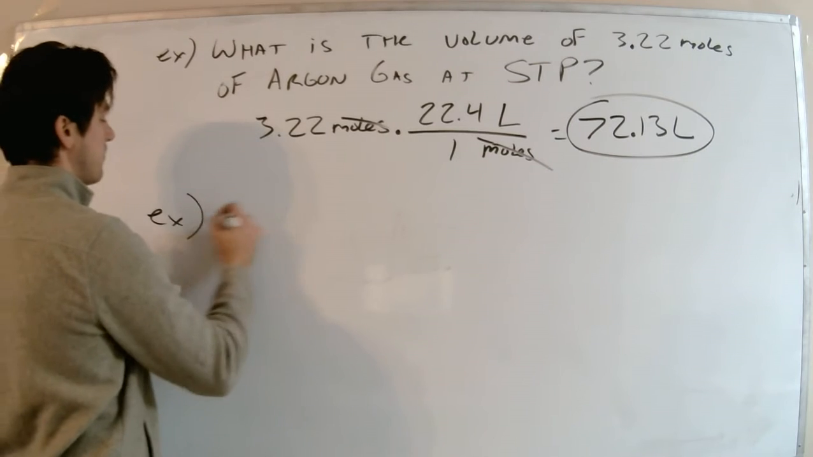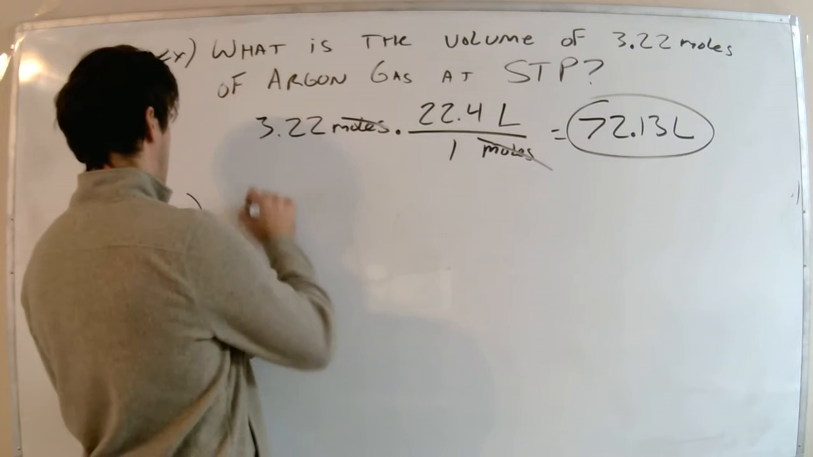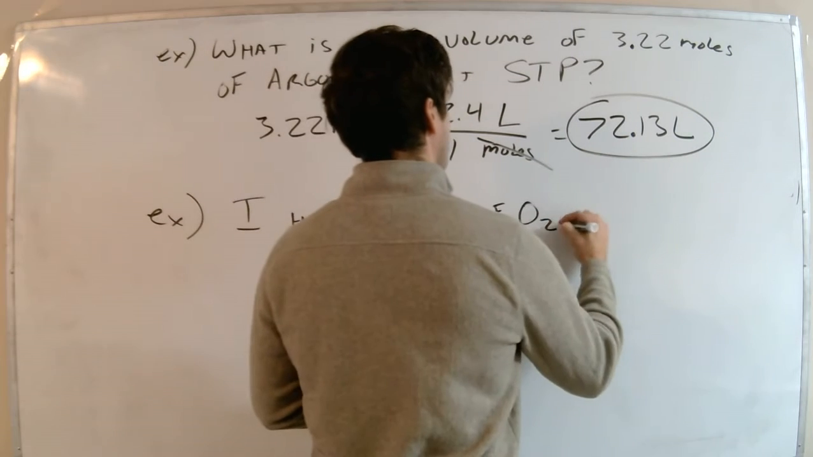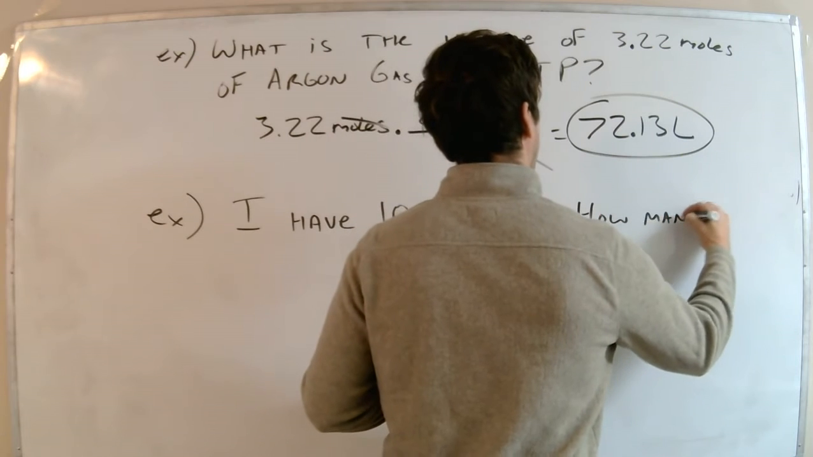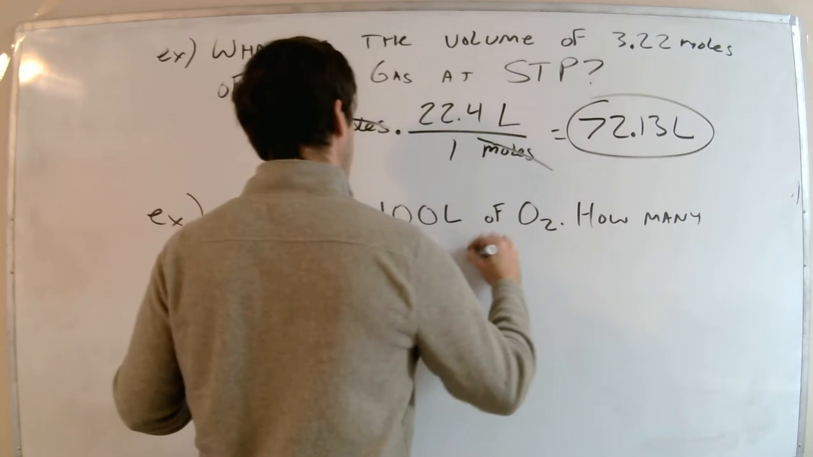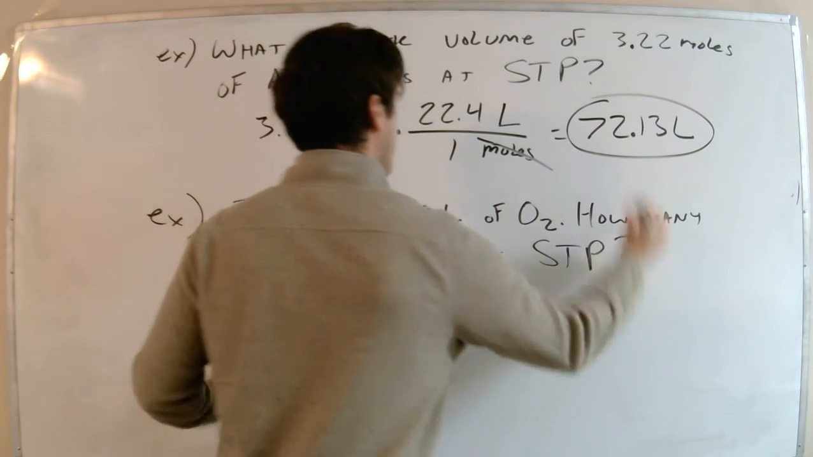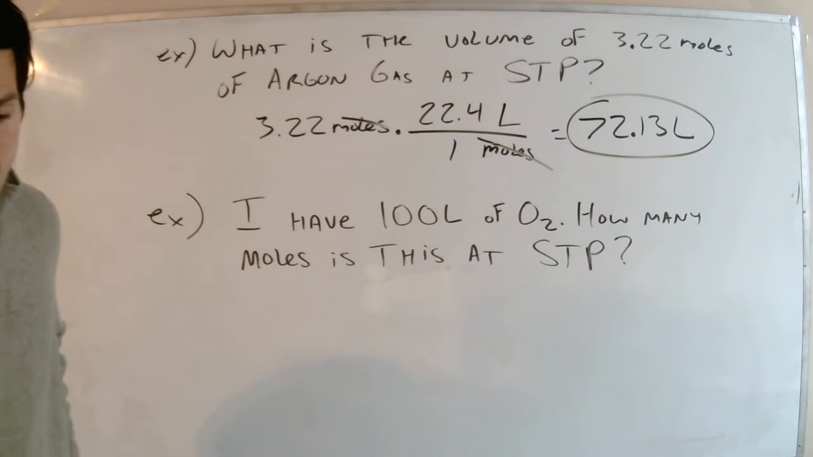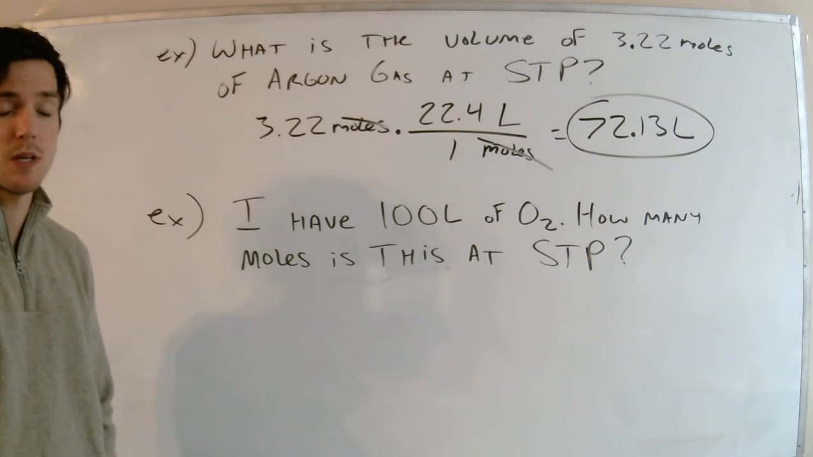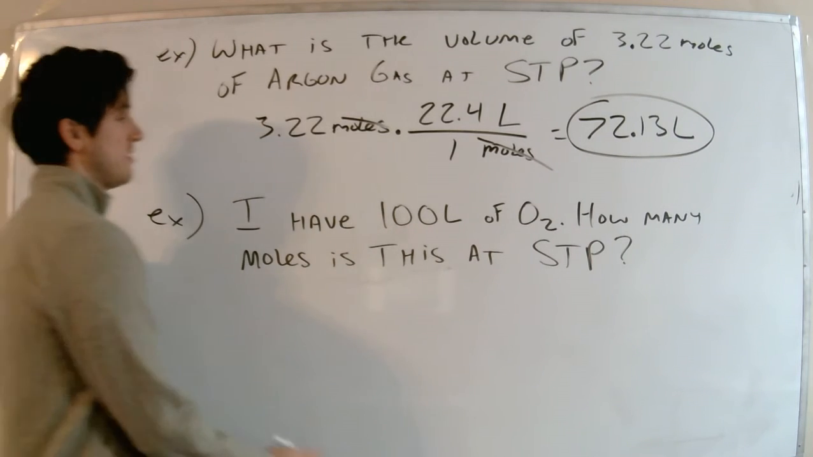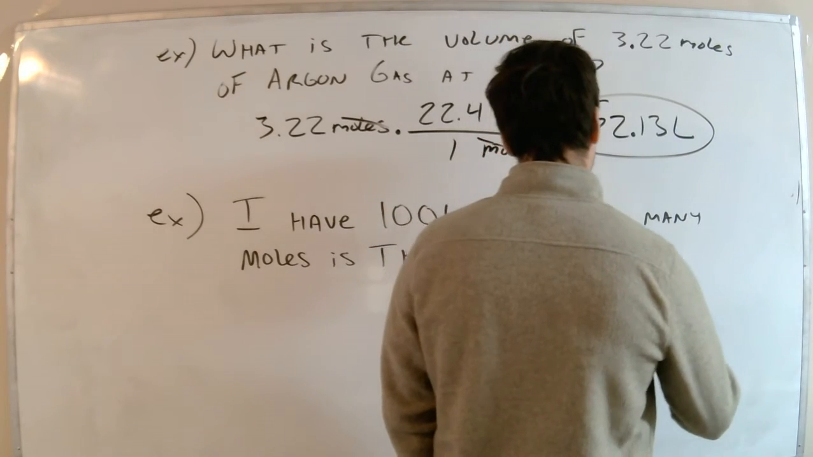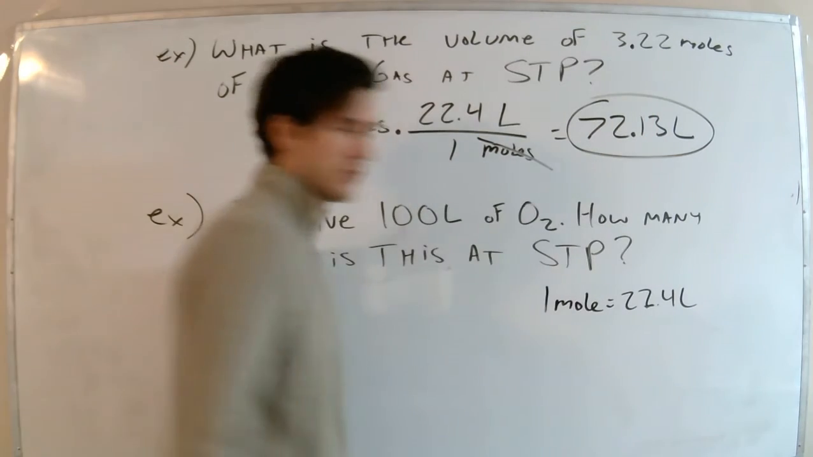Say I have, let's go with, 100 liters of O2. How many moles is this at STP? Okay. How many moles is this at STP? Well, again, I say STP, so you know at some point you're going to be using our nice conversion of 1 mole equals 22.4 liters.